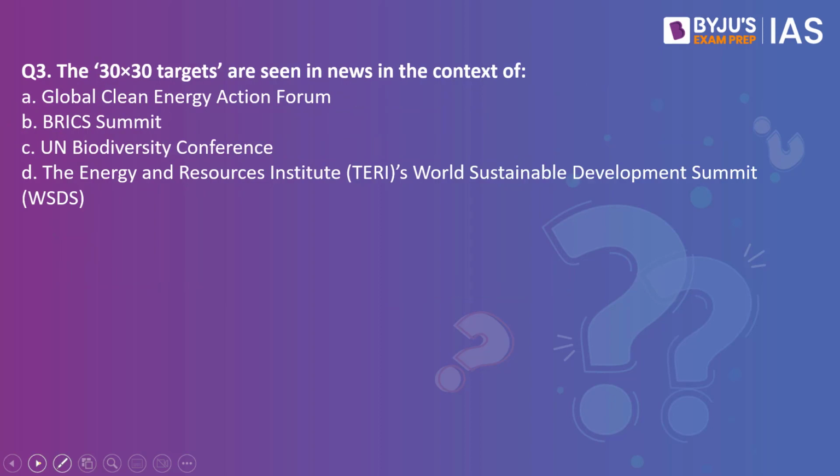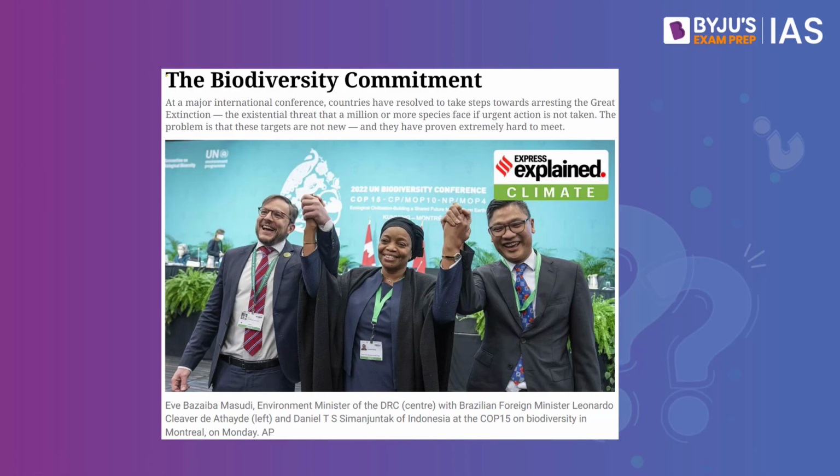The 30 into 30 targets are seen in news in the context of: option A, Global Clean Energy Action Forum; option B, BRICS Summit; option C, UN Biodiversity Conference; option D, the Energy and Resource Institute's World Sustainable Development Summit. Why this question? See, this article in the Indian Express newspaper today talks about the recent biodiversity commitment. Let me give you a short background to this.